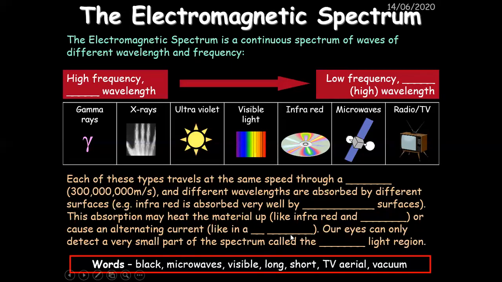Microwaves, you might not have got that. What microwaves do, when they heat your food up, your food absorbs the microwaves, just like a black jacket absorbs heat. Your food absorbs microwaves, and then it gets energy and heats up. So this bit here is microwaves. Or cause an alternating current, like in a TV aerial.